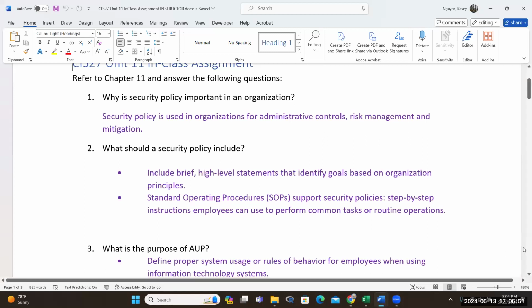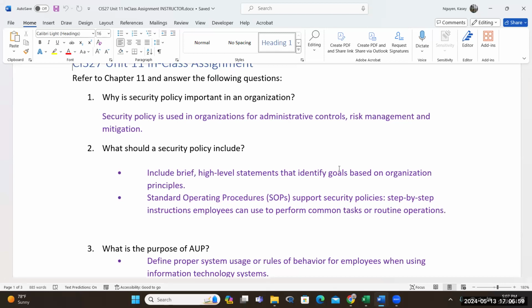You need to state your goals. So if my security policy is for acceptable use, what's allowed to be used on the system, my goals will be clearly stated at the beginning of the policy. In your policy, you need to include standard operating procedures, your SOPs. This is a way that we can include step-by-step instructions for people on how to follow the rules.